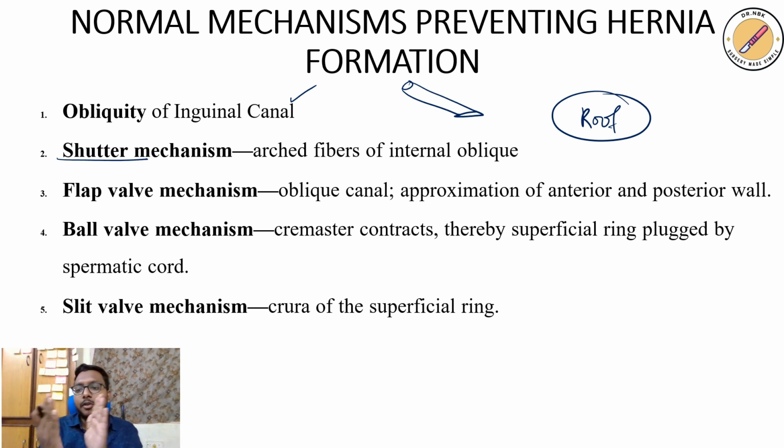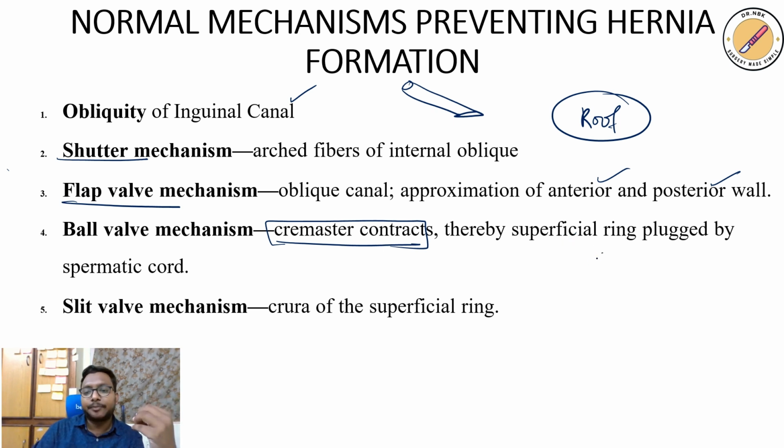Then, this is the anterior boundary and this is the posterior boundary. Whenever there is a rise in intra-abdominal pressure, the anterior wall and posterior wall will get approximated like this. That is called the flap valve mechanism. So the anterior and posterior walls are closing together like this. Then whenever there is a rise in intra-abdominal pressure, the cremaster muscle will contract. So the spermatic cord will come and plug the superficial inguinal ring. Whenever the cremaster is contracting, the spermatic cord will come and plug this superficial inguinal ring.